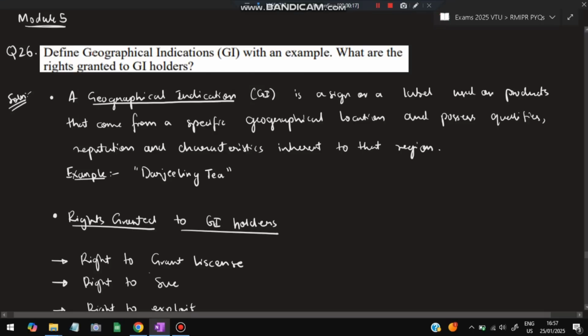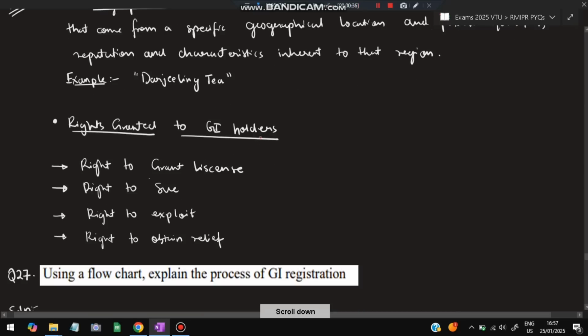Okay, so what is geographical indication? It is a sign or a label used on a product that comes from a specific geographical location, like some region, where that particular product is made, the origin of that product, and possesses qualities and reputation characteristics inherent to that region. Okay, example, Darjeeling tea.